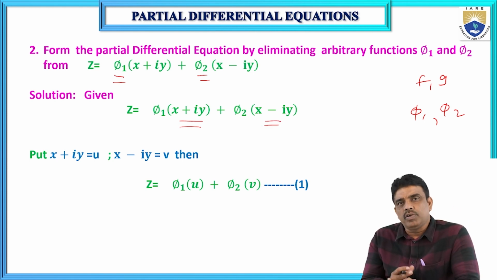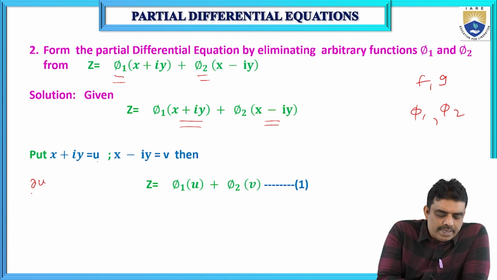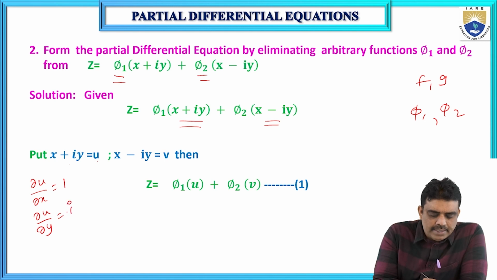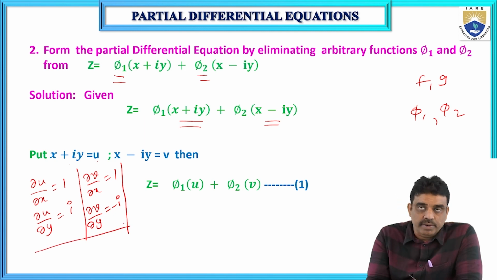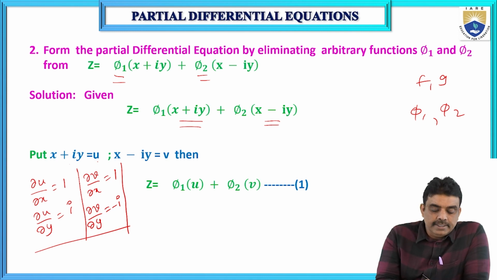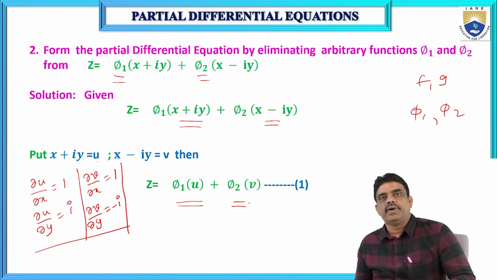Before differentiating, I am assuming that x plus iy is equal to u and x minus iy is equal to v. Then what is ∂u/∂x? ∂u/∂x is 1 and ∂u/∂y is equal to i. Similarly, ∂v/∂x is 1, and ∂v/∂y is equal to minus i. These values will be used later because we are going to differentiate with respect to x and y. Now write the given equation z is equal to phi 1 of u plus phi 2 of v, and call this equation number 1.